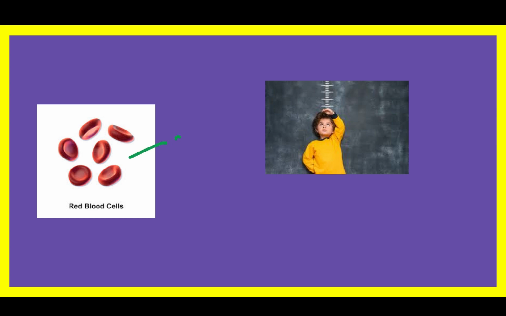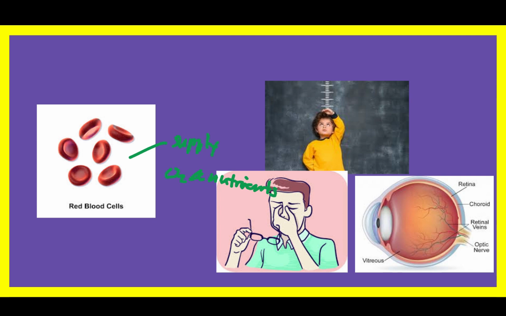Since red blood cells supply oxygen and essential nutrients, a shortage can slow growth in children and delay puberty in teenagers. Vision problems may develop when sickle cells block the tiny vessels supplying blood to the retina, potentially leading to blindness over time.